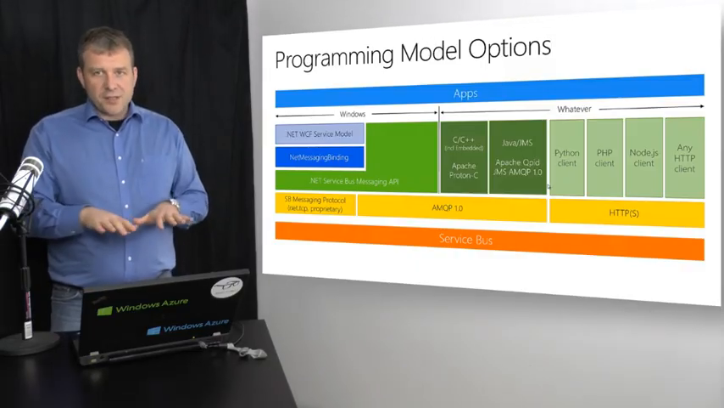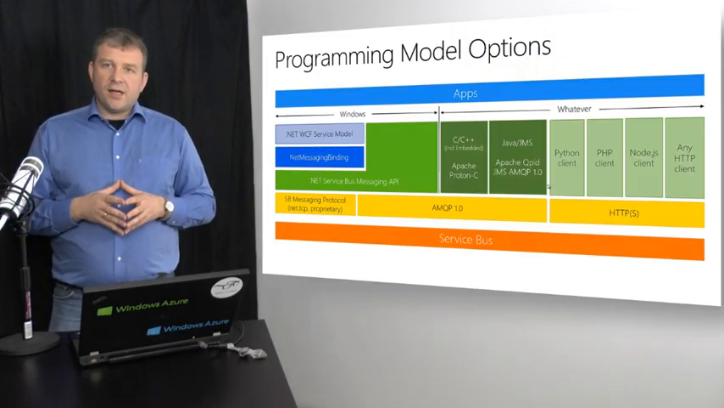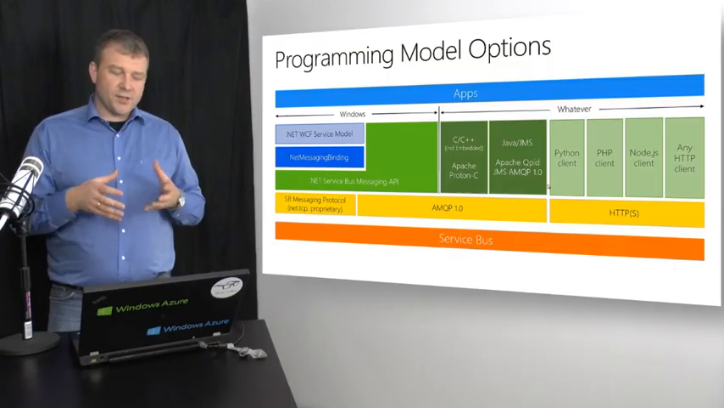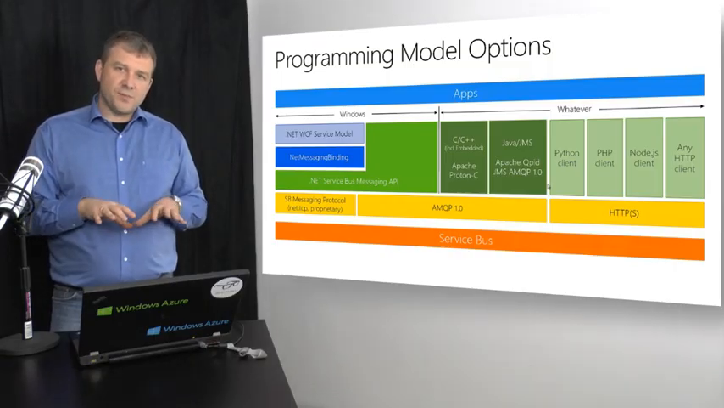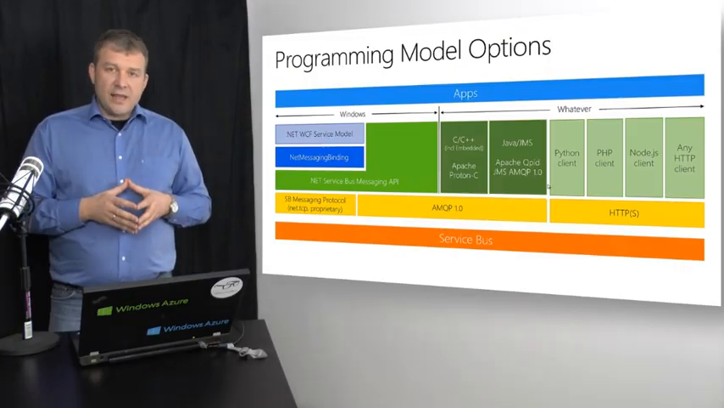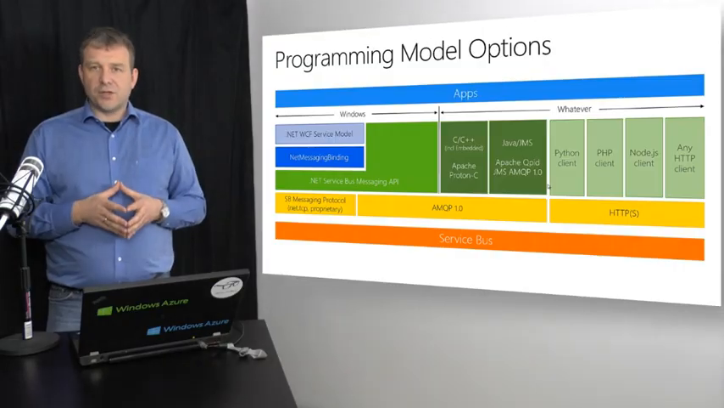And underneath this, as you can see in the yellow, is the SB messaging protocol. That's a proprietary protocol that's sitting on top of WCF NetTCP, the Service Bus SBMP, as we also call it. And that's the current primary protocol for the .NET API for Service Bus.